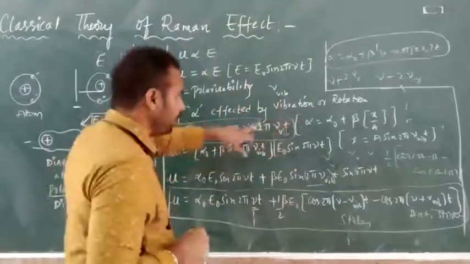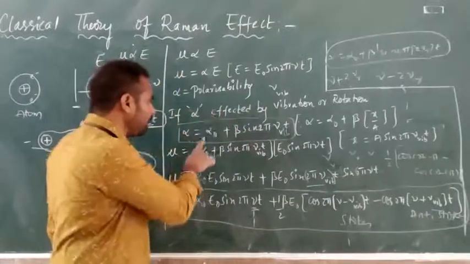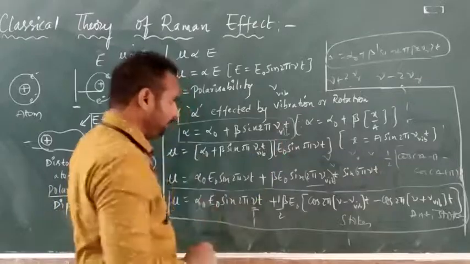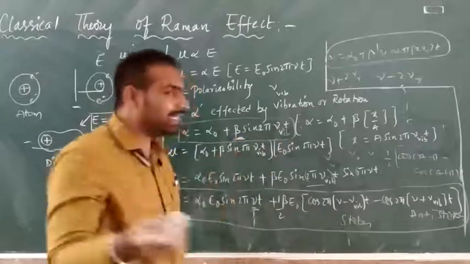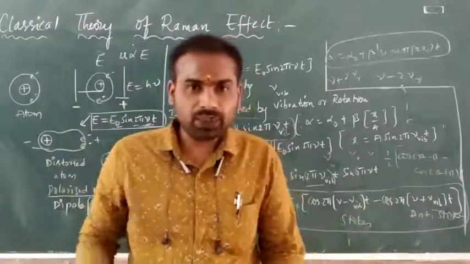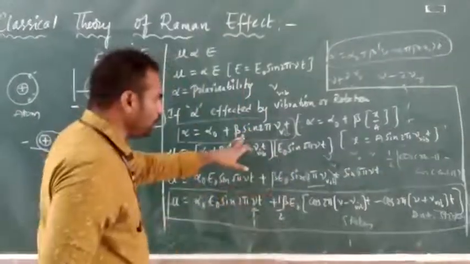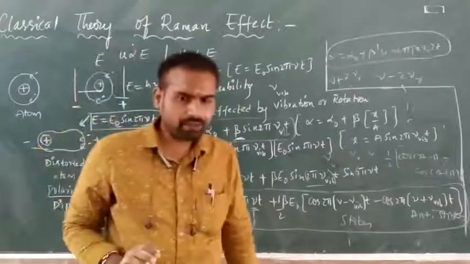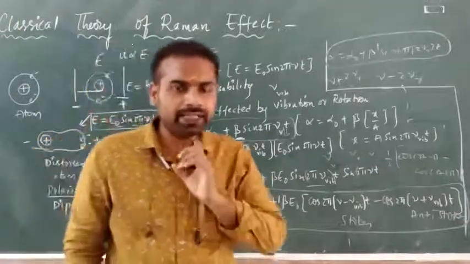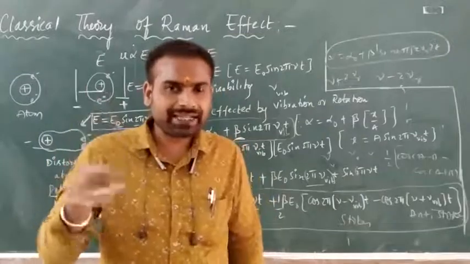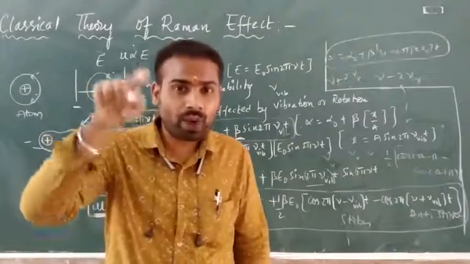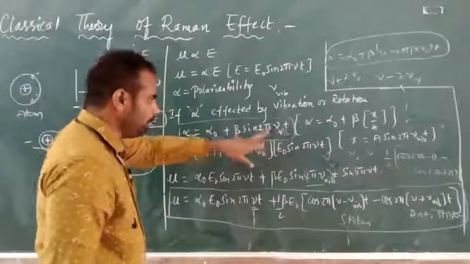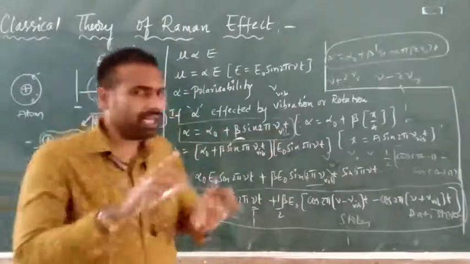So, like this, we have polarizability alpha is equal to alpha naught plus beta sine 2 pi nu VIB into t, where beta is the change of polarizability due to vibration. If beta is 0, then alpha is equal to alpha naught. Alpha naught is the original polarizability, and beta is the change in polarizability due to vibration. We have to remember this expression.